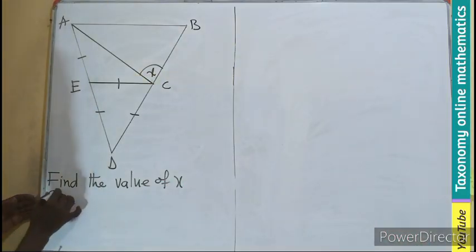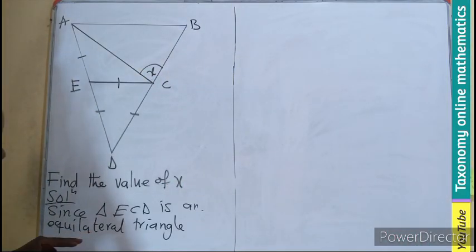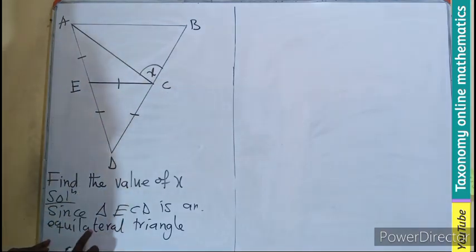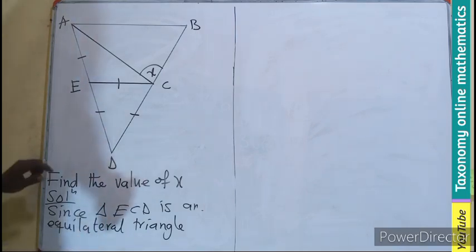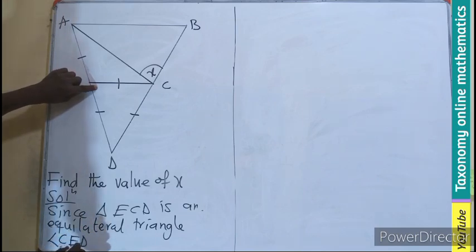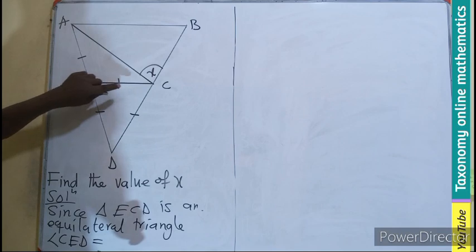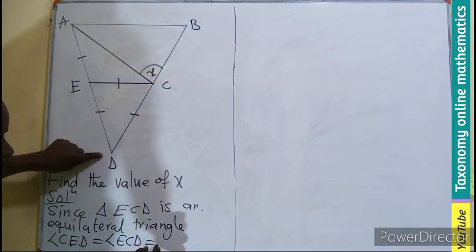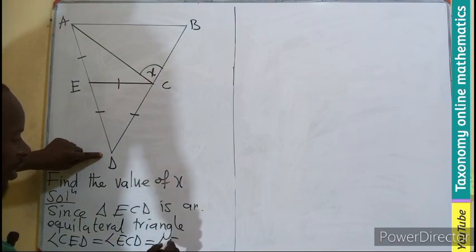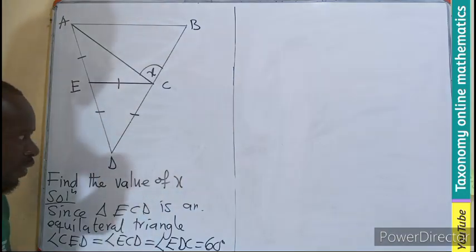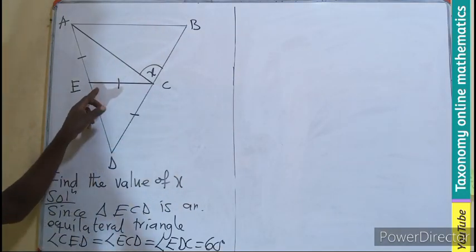Since we are taking the triangle ECD as an equilateral triangle, we can see that the angle CED will be equal to this angle, ECD, which will also be equal to this angle, EDC, and they will all be equal to 60 degrees. So this is 60, 60, 60.